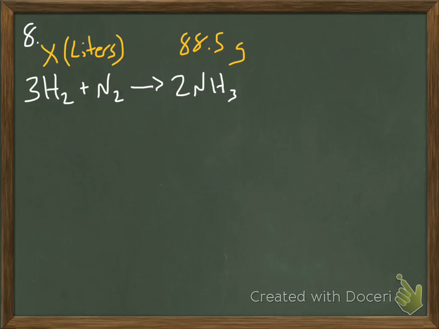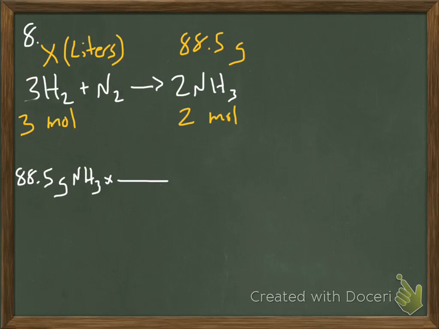Okay, now we're ready. Oh, let's write moles on the bottom here. We have 3 moles of hydrogen. We have 2 moles of ammonia. So now we can solve. Let's start with what we're given. 88.5 grams of ammonia.